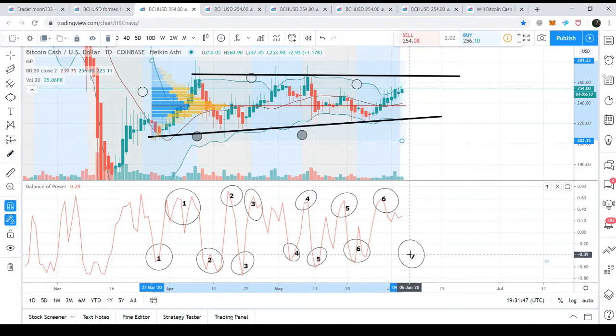7th time, and after that it will move up, and definitely the price action will also drop down with the balance of power indicator as well, and after that it can again make another attempt to break out the resistance of this wedge.